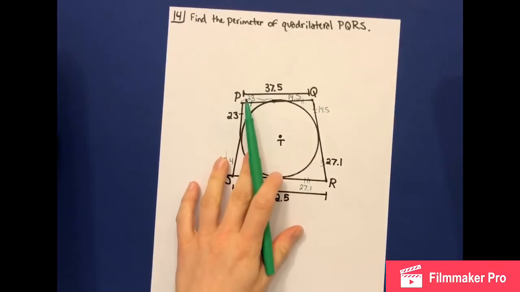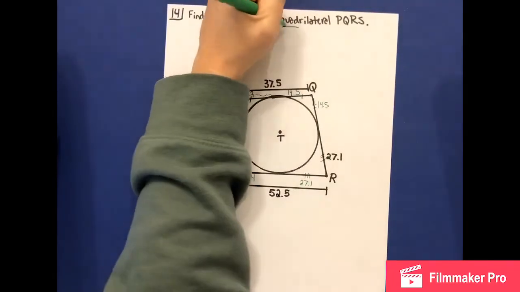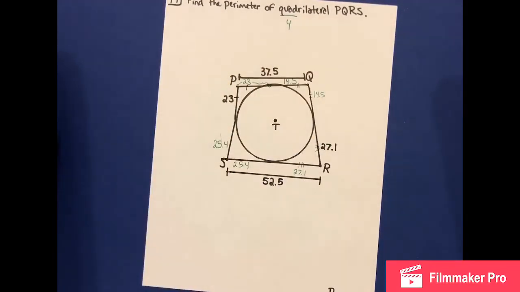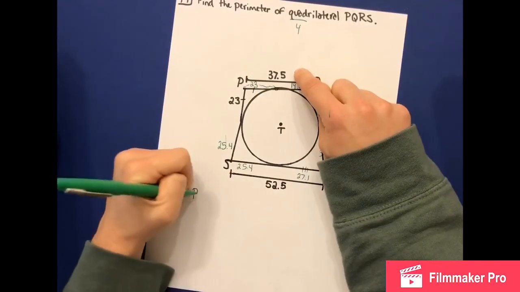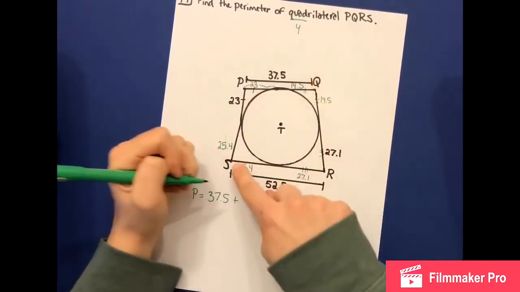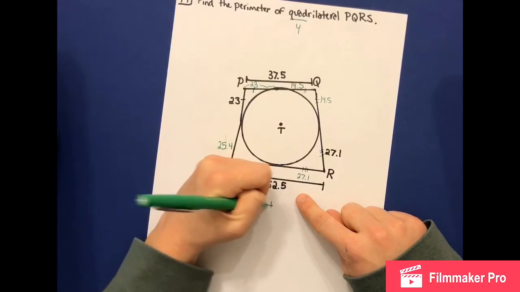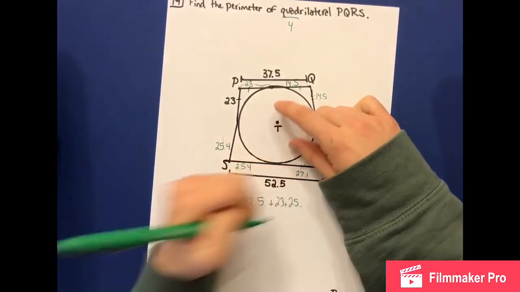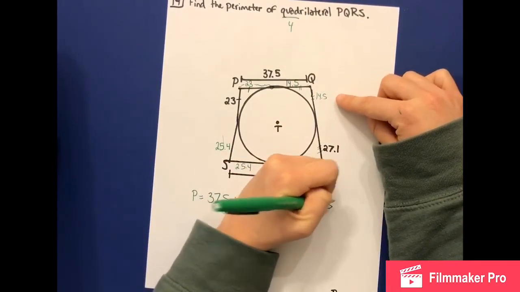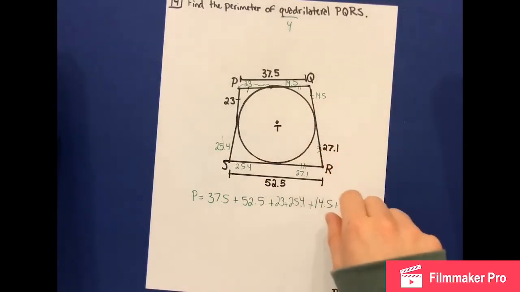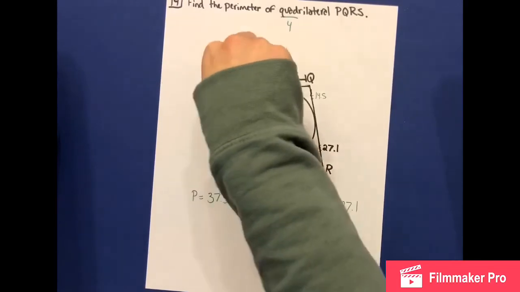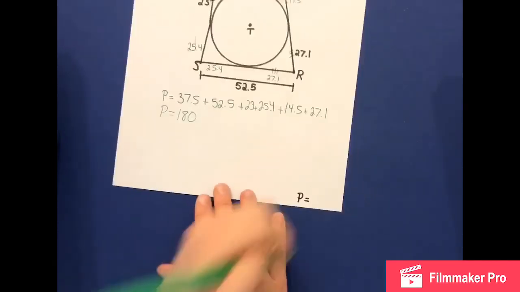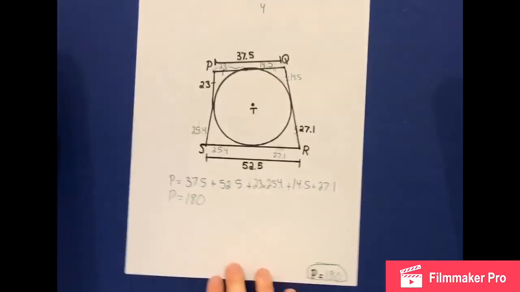Now what they actually want is the perimeter of the quadrilateral. By the way, quadrilateral, four-sided polygon. So that's this shape, so I'm just going to add them up. I already know this full length, so I'm going to say 37.5 plus, I know this full length, 52.5 plus these ones, 23 plus 25.4 plus 14.5 plus 27.1. So many ways that you could do that. You could have just done 2 times these, 2 times these, 2 times these, 2 times these, and added them all together. One way or another, you get a total of 180. That's a length. Make sure you don't put degrees. And that's us done with this section.